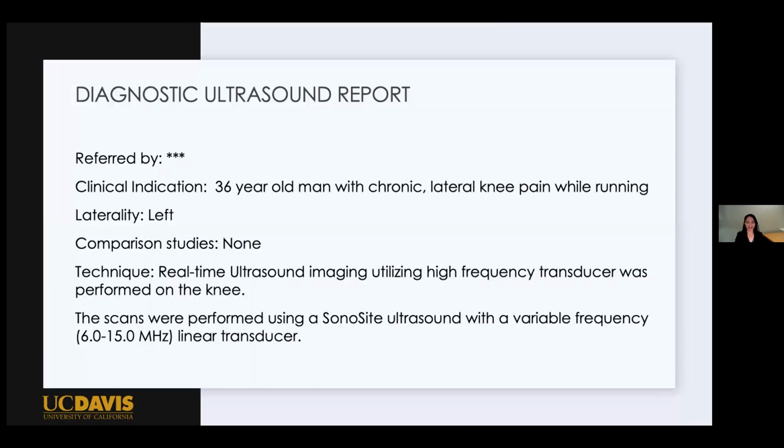Here's our diagnostic ultrasound report. It includes a description of who the referral is from, the clinical indication, the laterality, comparison studies, and technique, detailing type of transducer and ultrasound machine.